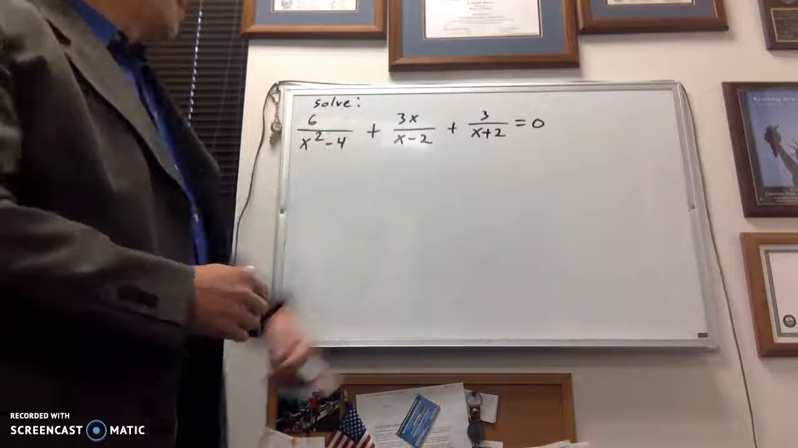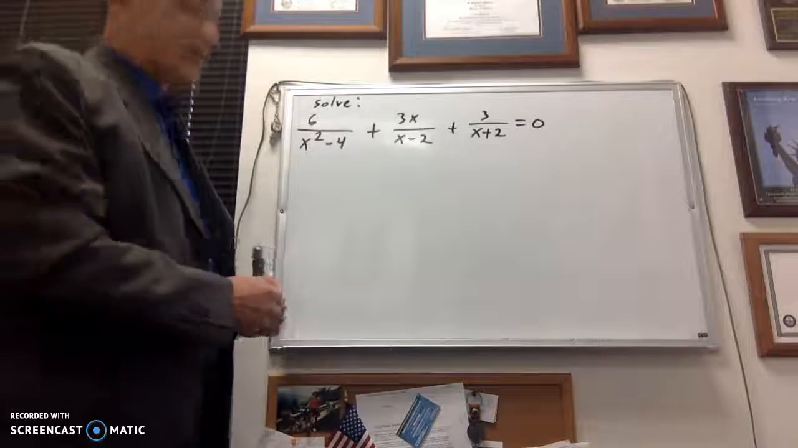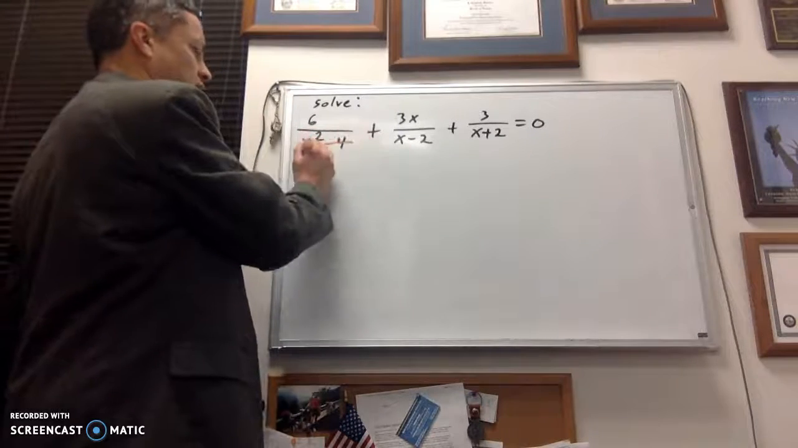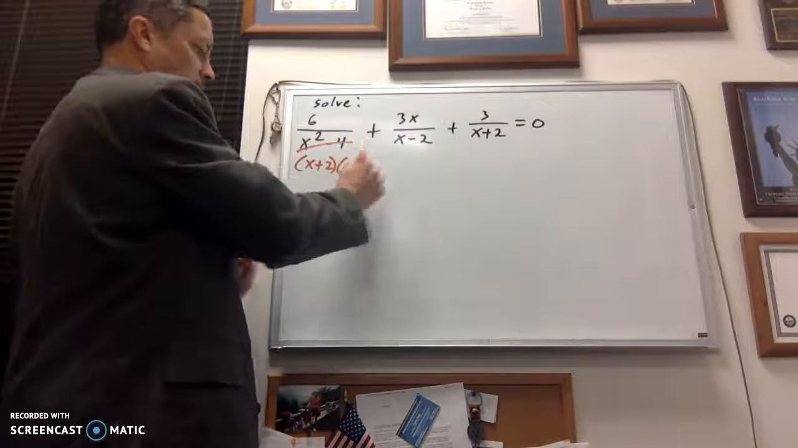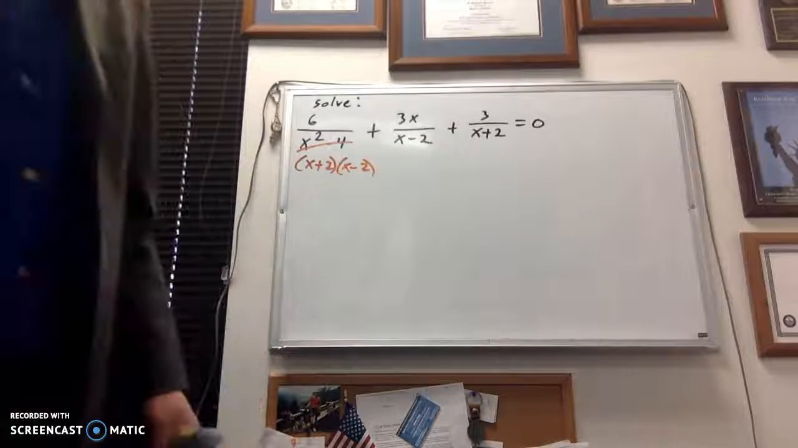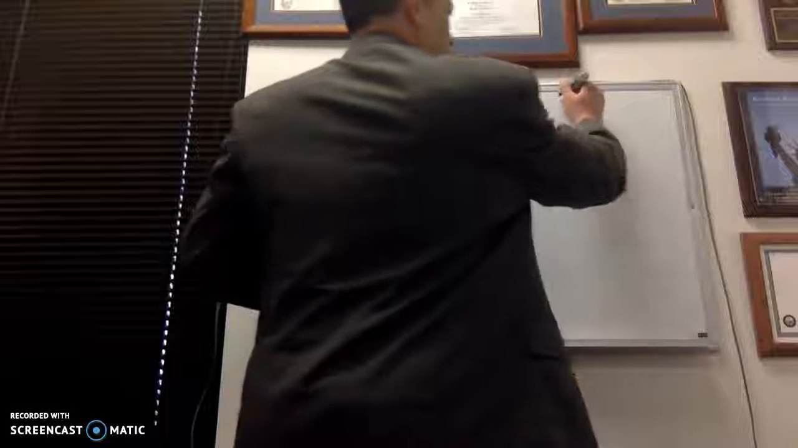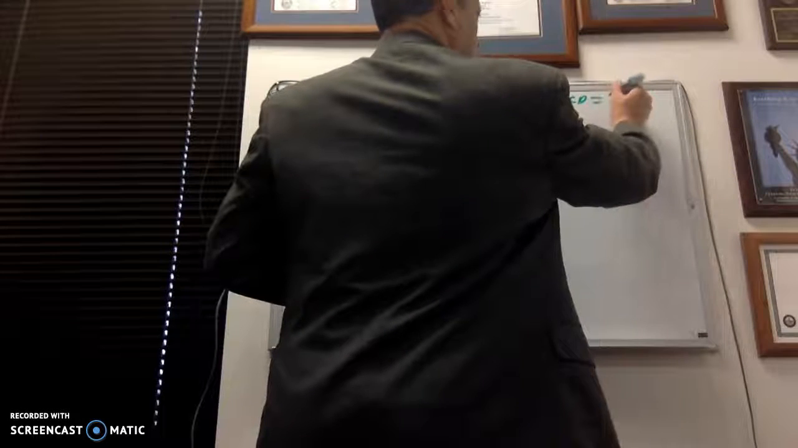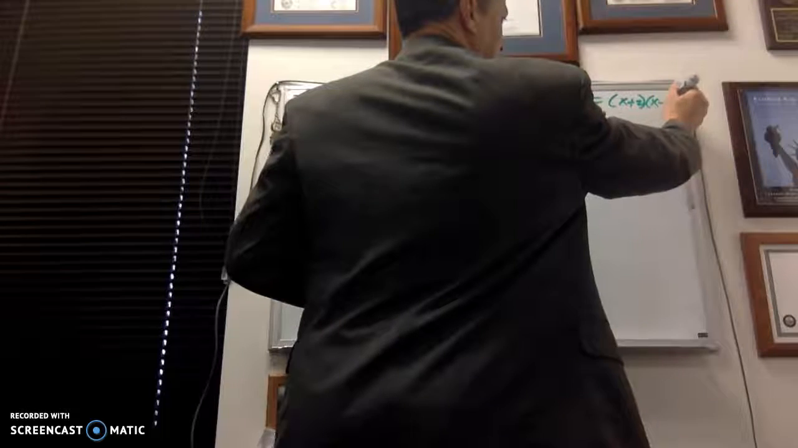So in order to do this, we need to get a common denominator. So first of all, we've got to factor. This x squared minus 4 is going to factor to x plus 2 and x minus 2, correct? So now that it's factored, my LCD here is going to be x plus 2, x minus 2, as it turns out.